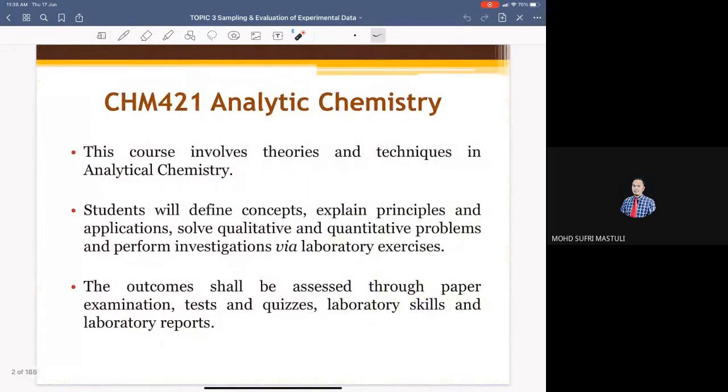As usual, this is the description of this subject. It involves the theories and technique in analytical chemistry. Student will define the concept, explain the principle and application, solve qualitative and quantitative problems, perform investigation via laboratory exercise. The outcome should be assessed through paper examination, test and quizzes, laboratory scale, and also laboratory reports.